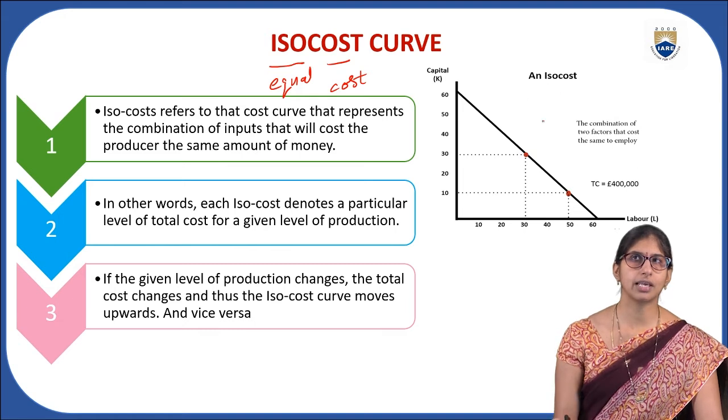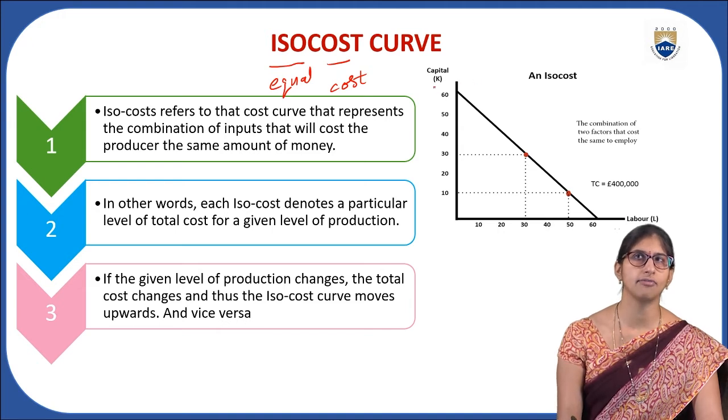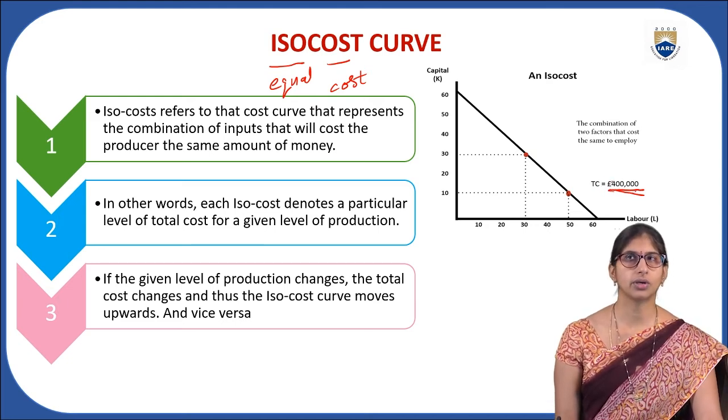So you can see a cost curve like this. Here on the x-axis we have labor, on the y-axis we have capital. Any combination of labor and capital here incurs the same amount of expenditure, that is the same amount of cost. So this is the total cost.